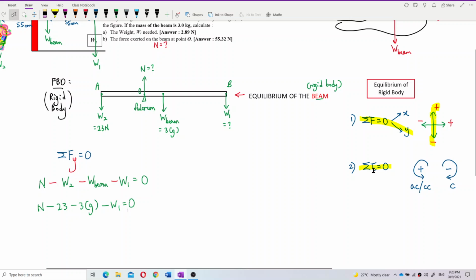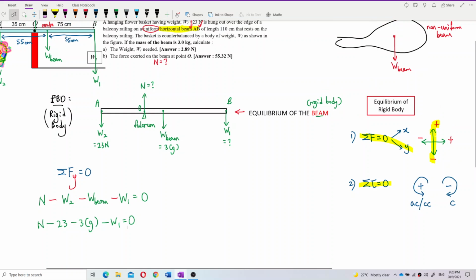So that is, we need to use another formula, which is total torque equal to 0 for equilibrium of rigid body. See, for free body diagram, for rigid body, we don't draw a point mass, we draw a body, not just a point mass. Remember that. Next is we use the total torque equal to 0.